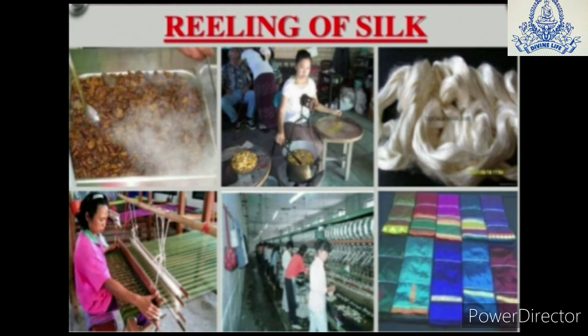This image describes the process. In the first image, you can see the cocoons being boiled, and next, you can see the silk fibers which are woven, and then the final product, as you all know, is the silk.